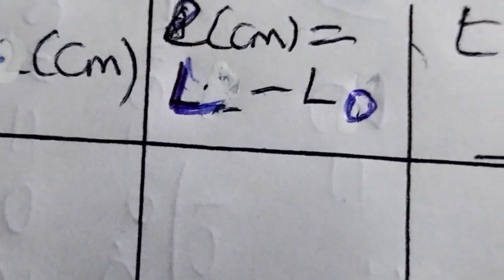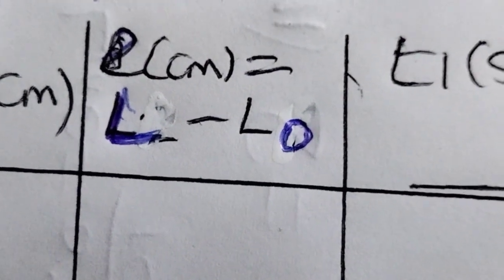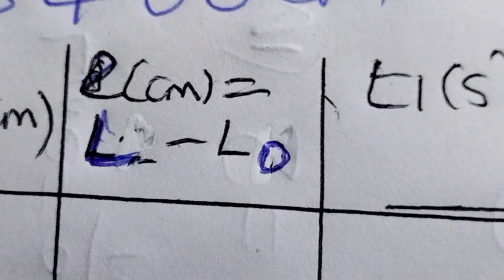So to get the extension, we subtract the new length when the various masses 50, 70, 90, 110, 130 are hanging on the spring. The length is L, of course. We now do the operation L minus L0, where L0 is a constant value for this experiment, 64 for this experiment.